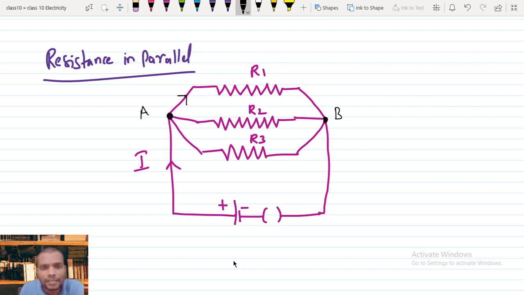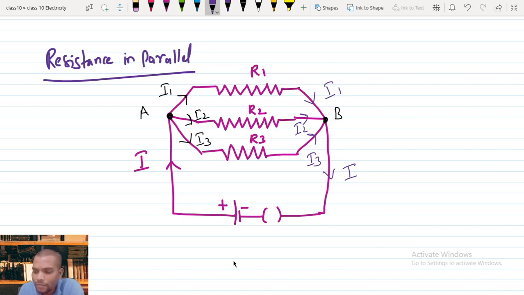The current I divides here: I1 through the first resistance, I2 through the second resistance, and I3 through the third resistance, and the same currents I1, I2 and I3 will be added at junction B. Now if R1, R2, R3 are connected in parallel between the two points A and B, and let I1, I2, I3 be the currents through the resistances R1, R2 and R3, then we can write the total current I equal to the sum of the individual currents, I1 plus I2 plus I3.